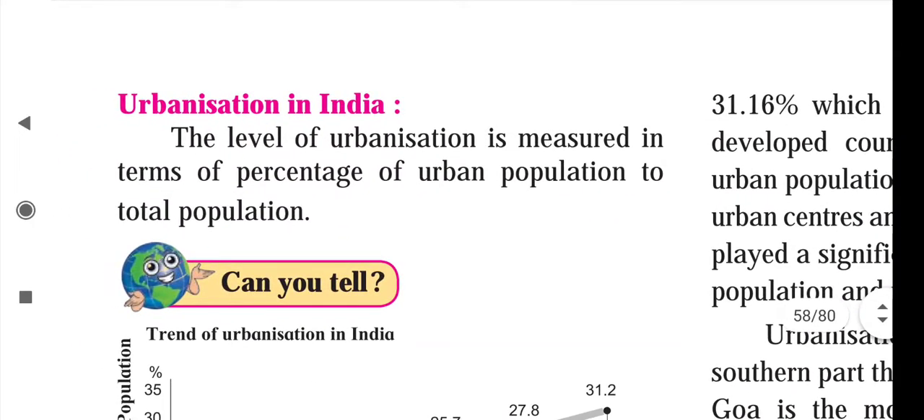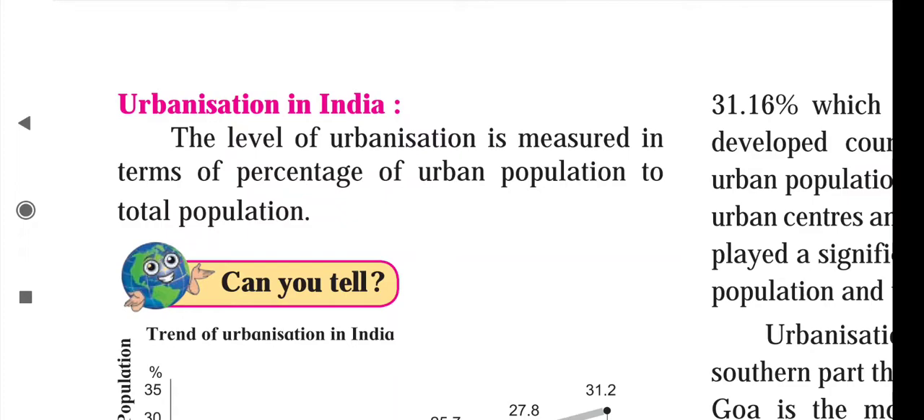Now see, urbanization in India. The level of urbanization is measured in terms of the percentage of urban population to total population. Children, urbanization means what? People like to live in urban areas. So many people migrate from rural areas to urban areas. From the villages they are turning towards cities.